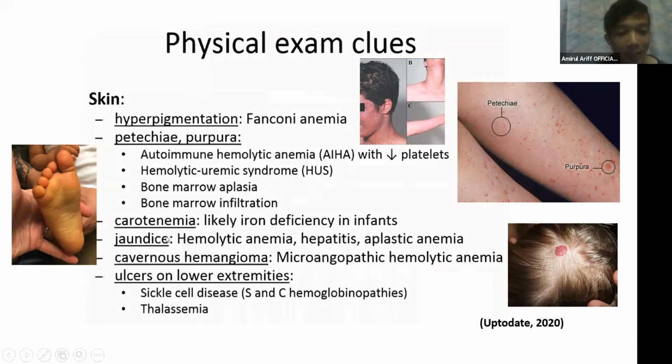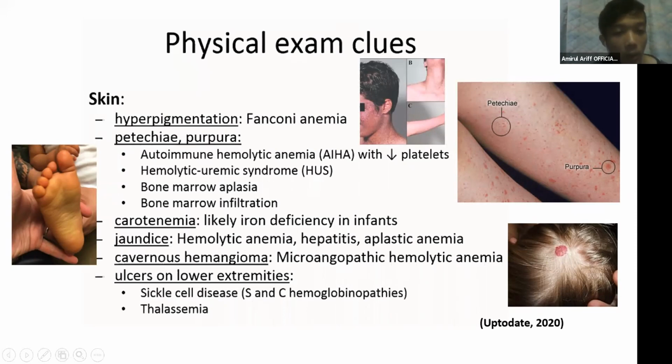Carotenoemia is a yellow discoloration. It's like jaundice, a yellow discoloration of the skin, but carotenoemia is due to an increase in beta carotene in the blood, compared to jaundice, which is due to an increase in bilirubin. The other thing we look for is cavernous hemangioma. This can be due to microangiopathic hemolytic anemia, and we also look in the lower extremities.